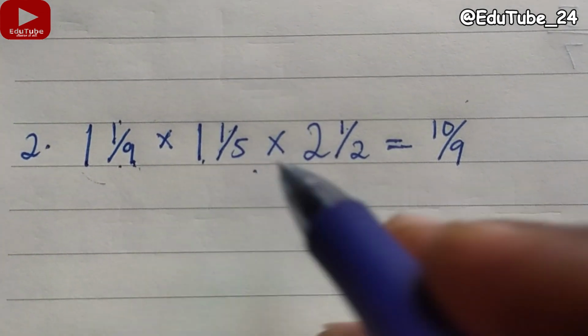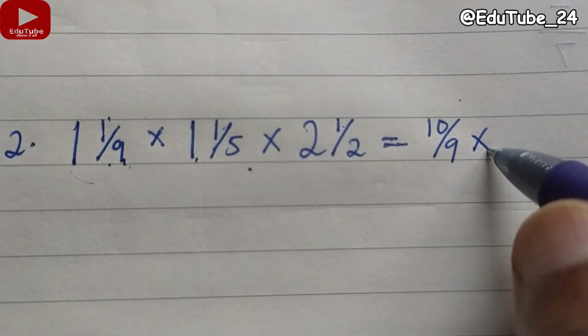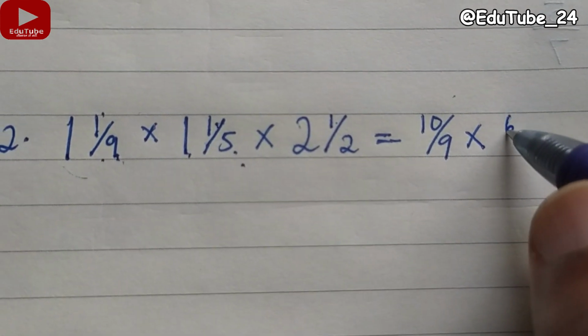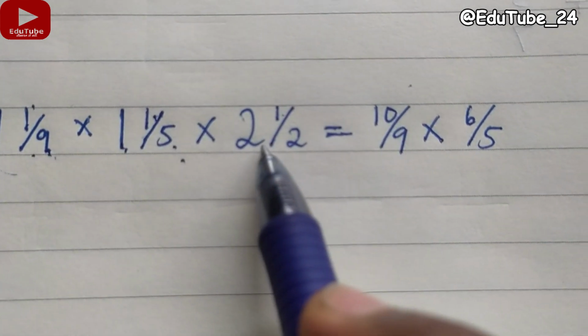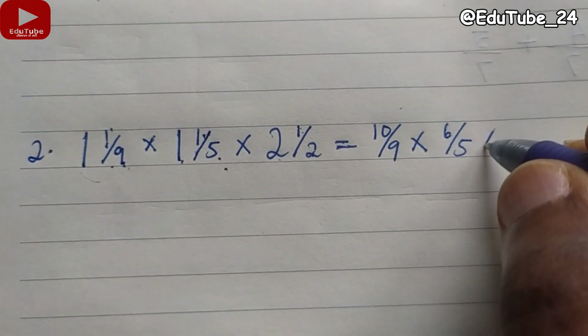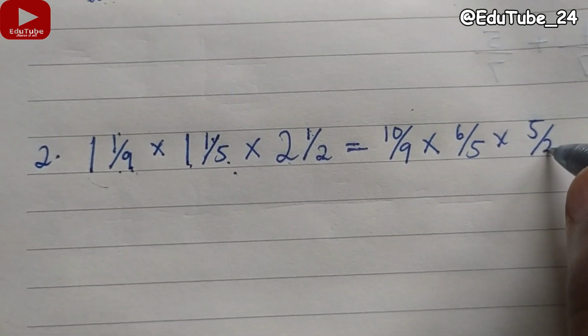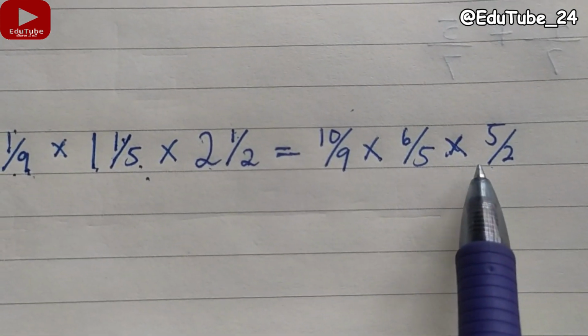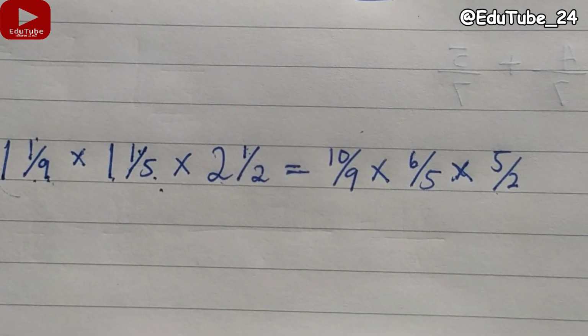The same applies to the second mixed number. So I'll put my times. 1 times 5 is 5, plus 1, that gives me 6 out of 5. Then for this one also, 2 times 2 gives me 4, plus 1 gives me 5 out of 2. So successfully I have converted the mixed numbers to improper fractions. Now I can consider their common factors.